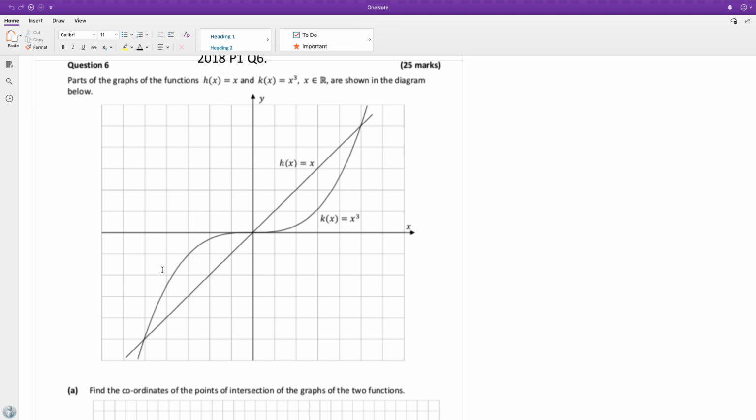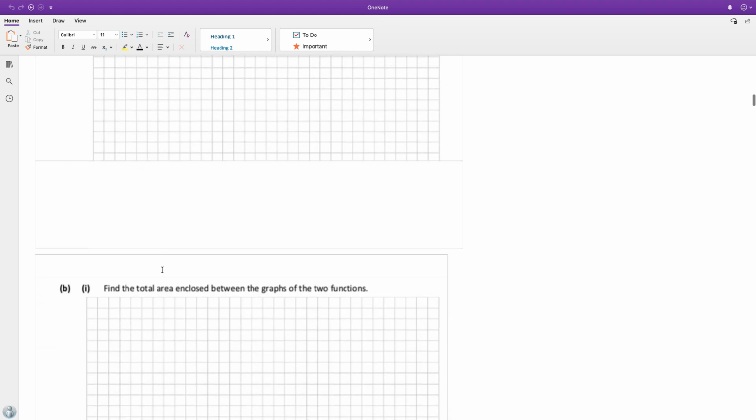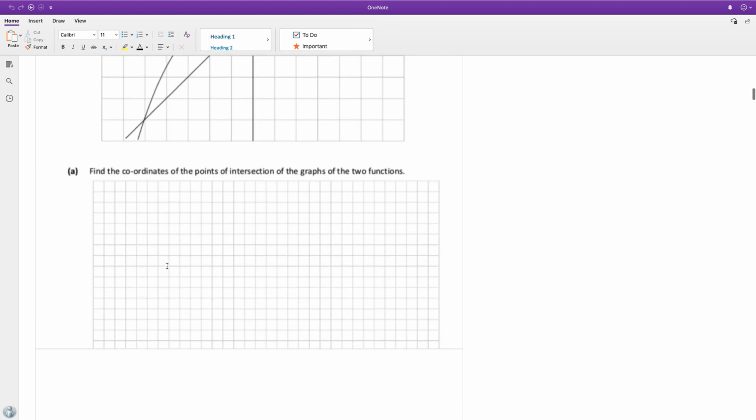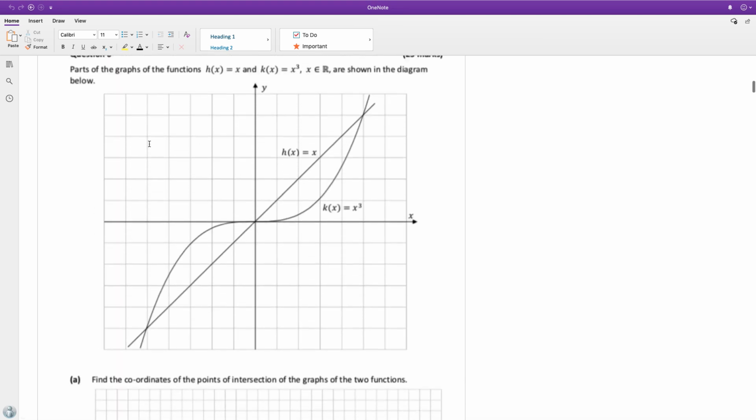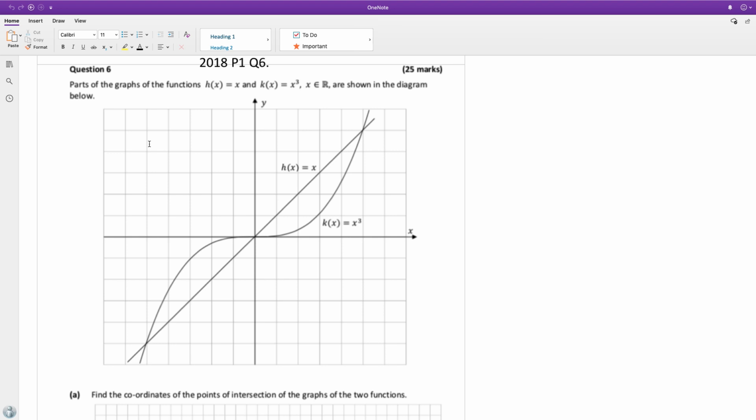If you're ahead of me, the second part of that question is find the total area enclosed between the two graphs of the function.